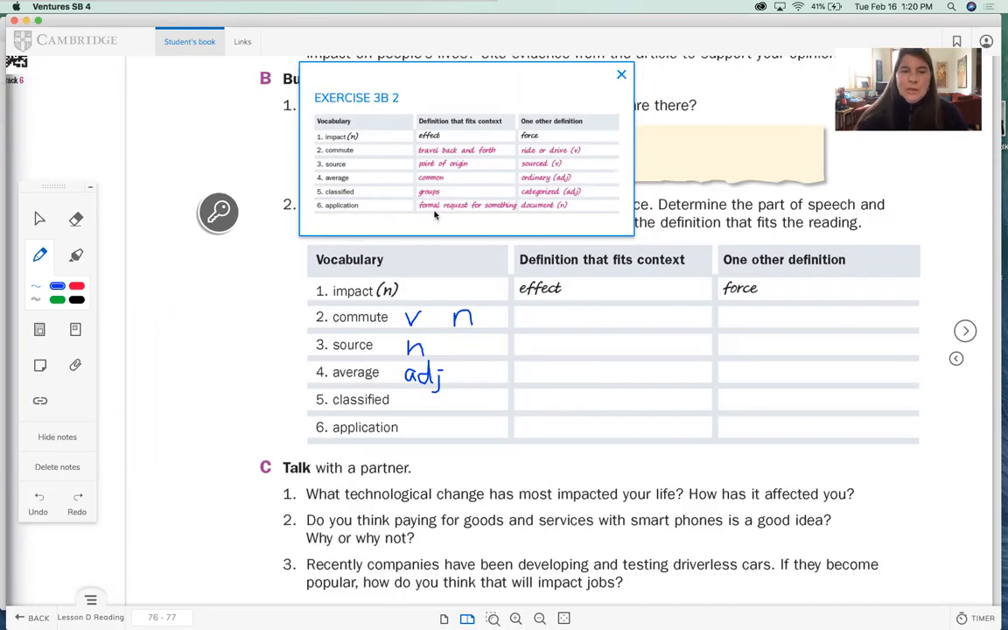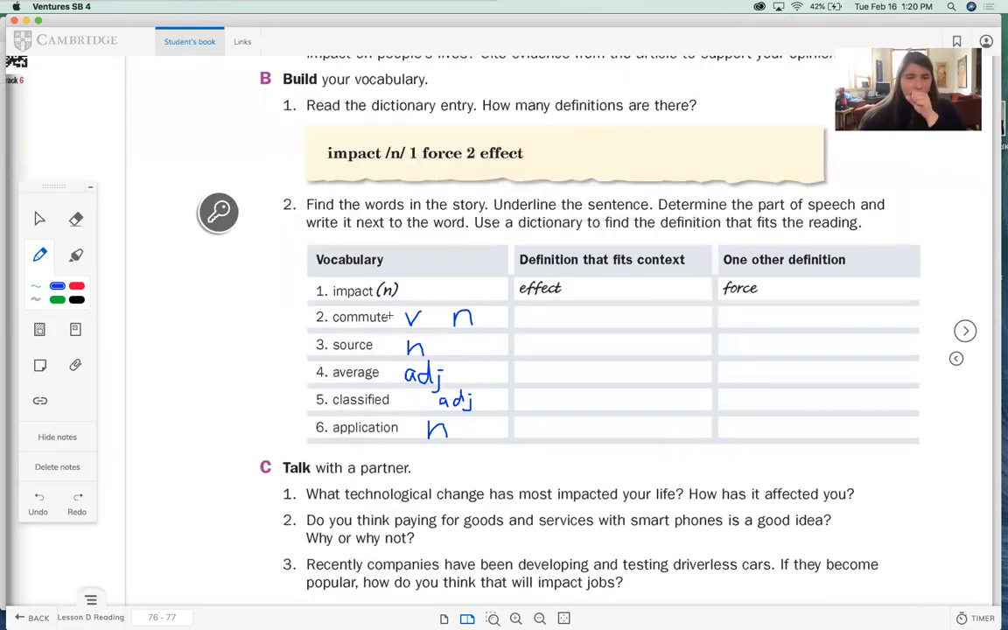And application. An application is a formal request for something. This is a noun. Sorry, this is an adjective. An application, job application, you know, right? It says formal request or a formal form with information, and a document. Same thing, like the application for school is some sort of document. Okay, I don't know if this really helped you, but I want to make sure you understand how those words were used in the story.